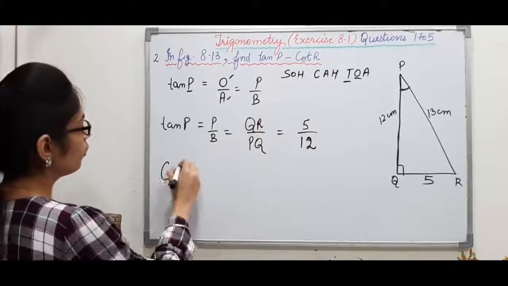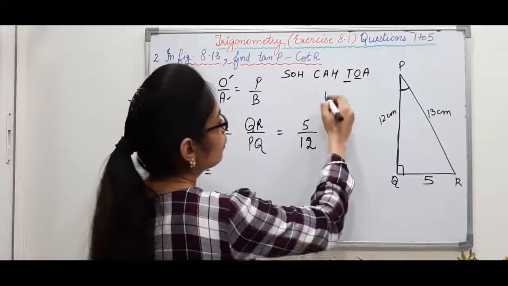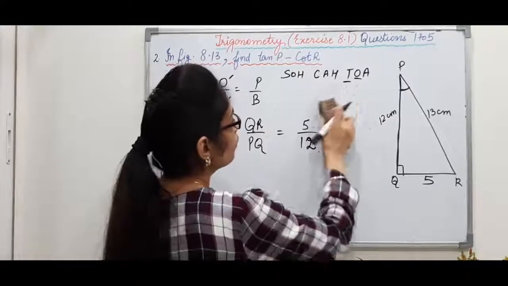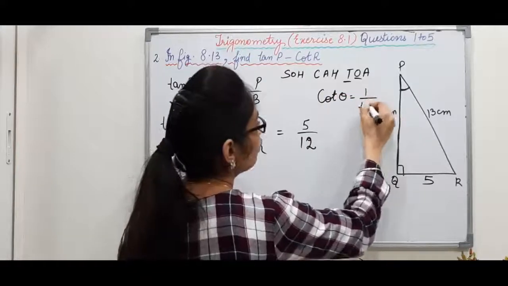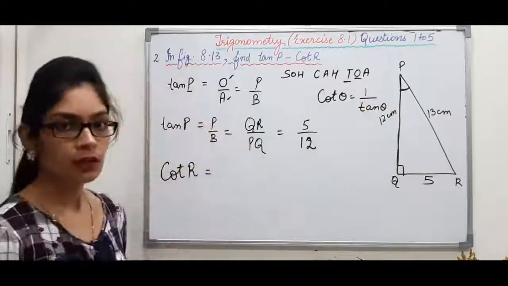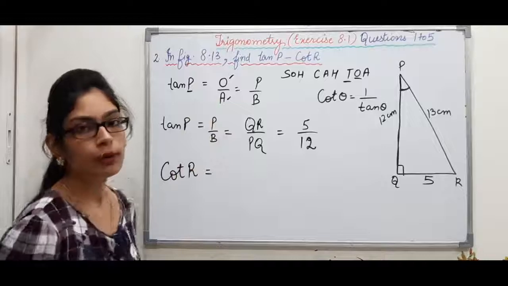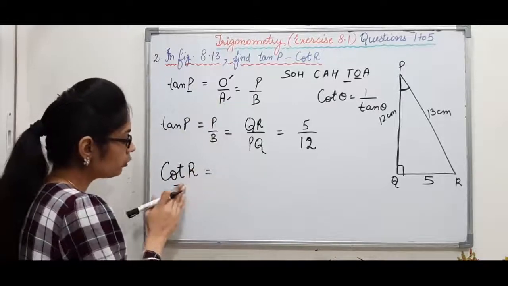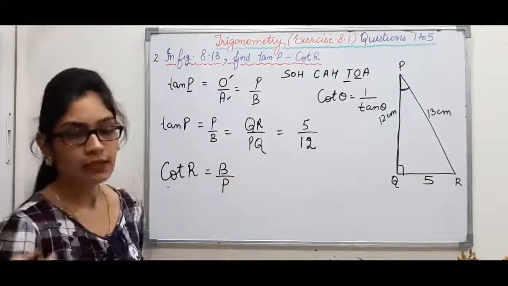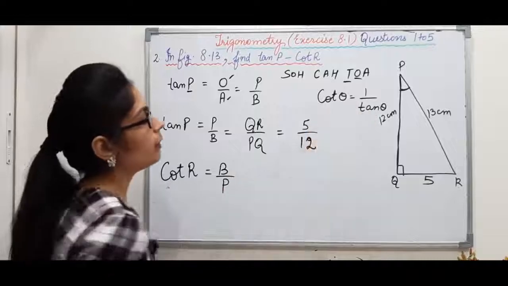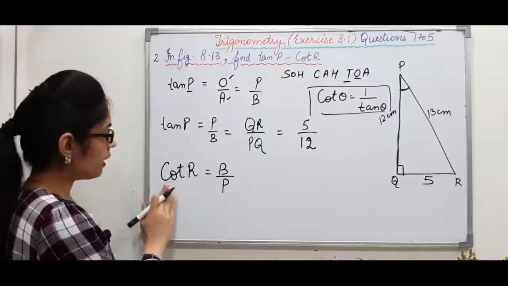Now we need the value of cot R. I have already explained cot theta, because theta is the angle. Cot theta is equal to the reciprocal of tan theta. Reciprocal means numerator and denominator get interchanged. So tan is perpendicular over base, due to which cot theta is equal to base upon perpendicular, since it's the reciprocal of tan theta. This you have to mention and you should know also. So cot R you have to find now.